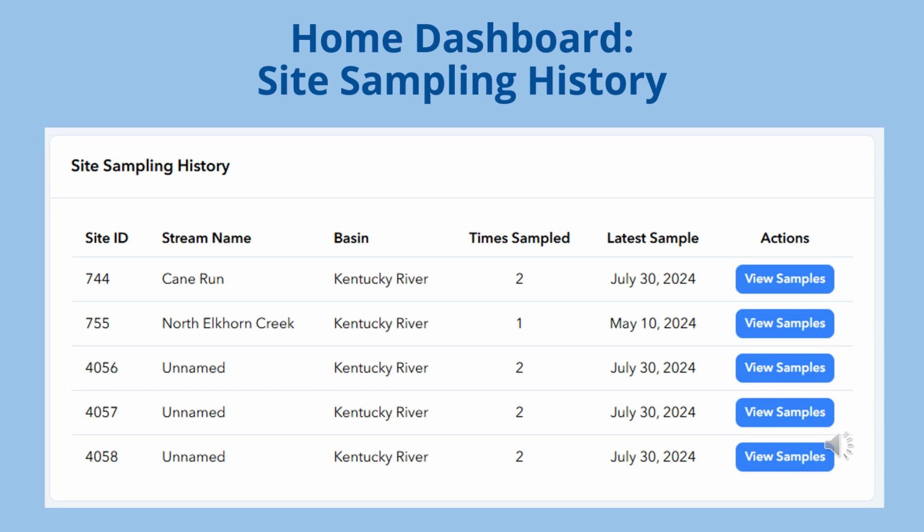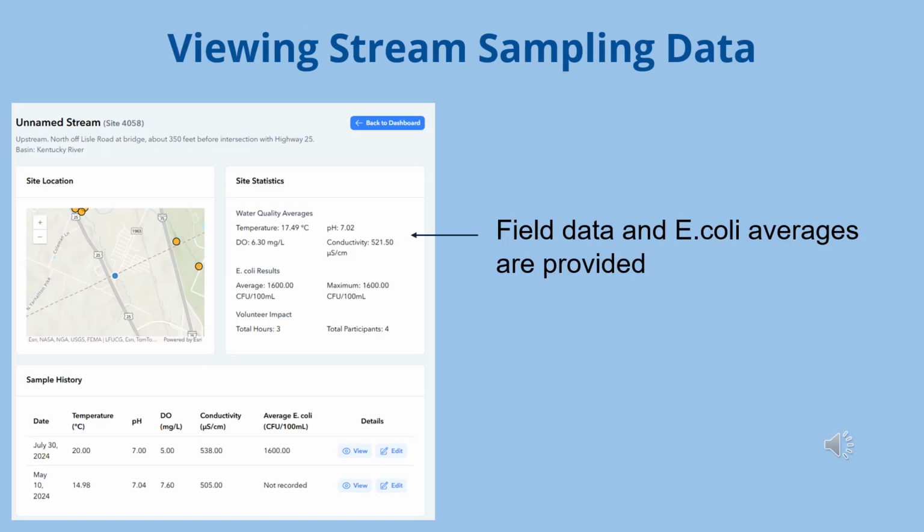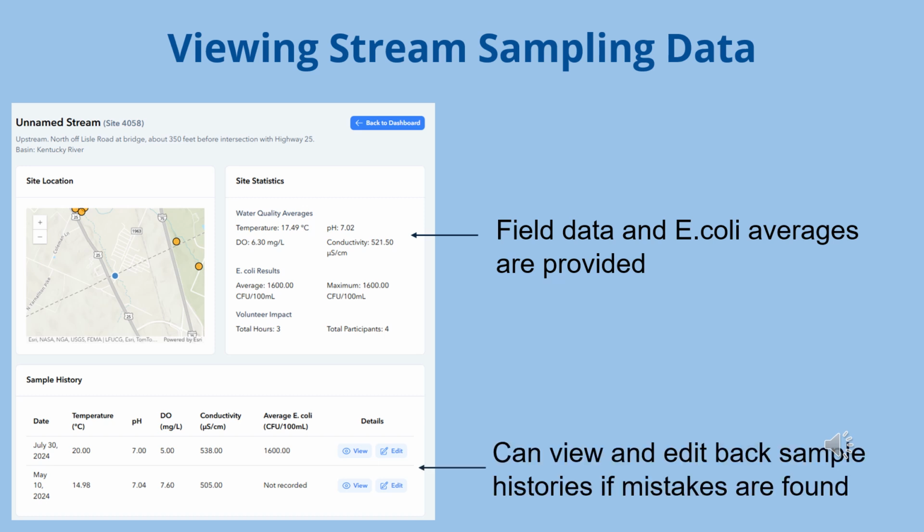Also on the dashboard are details about each of your sampling sites and links to see the data related to those sites. When you click on a site to view its details, you will see site statistics, such as averages of the field data parameters and average and maximum E. coli concentrations. You will also be able to edit any mistakes that you find when reviewing your data entries.